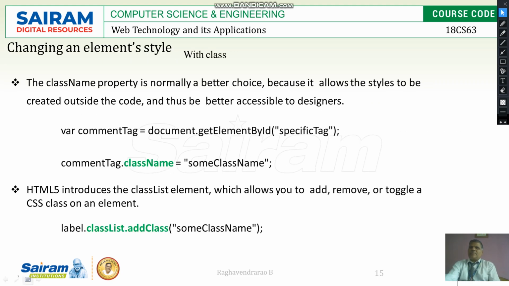By using the class property also you can make it. So how do you do it using the class property? Again, this getElementById is the same. commentTag.className, you have to mention the name of the class. You can add, remove, toggle, and do many things.